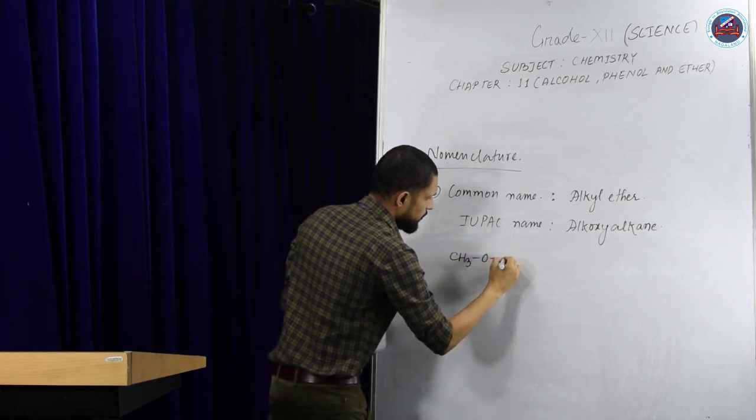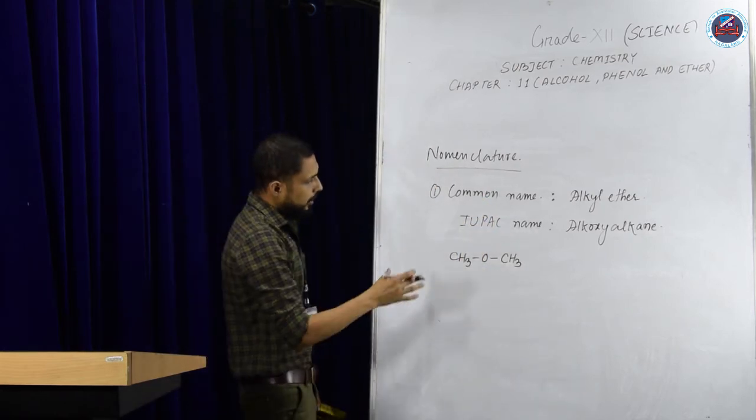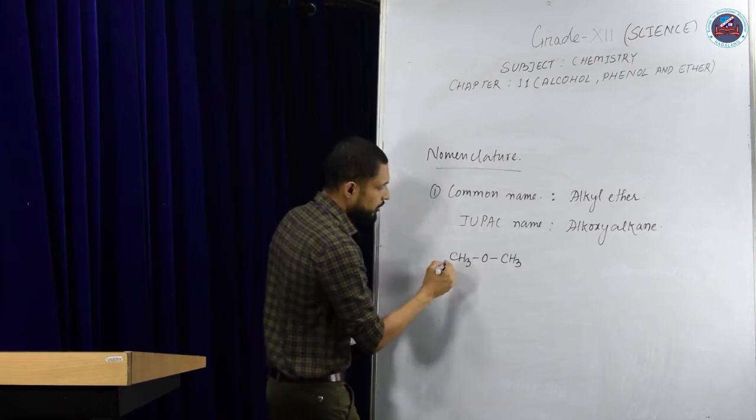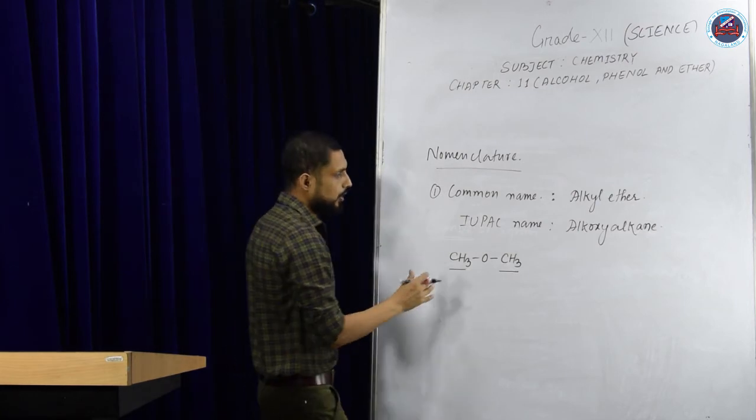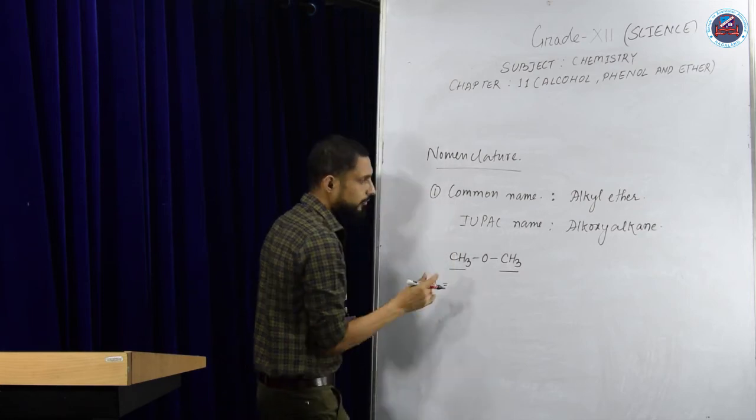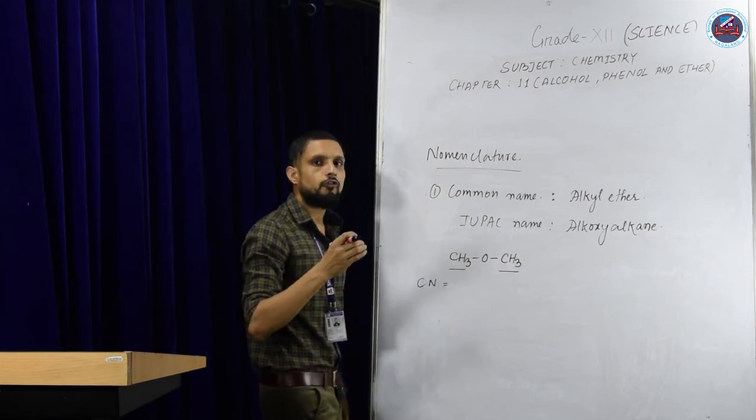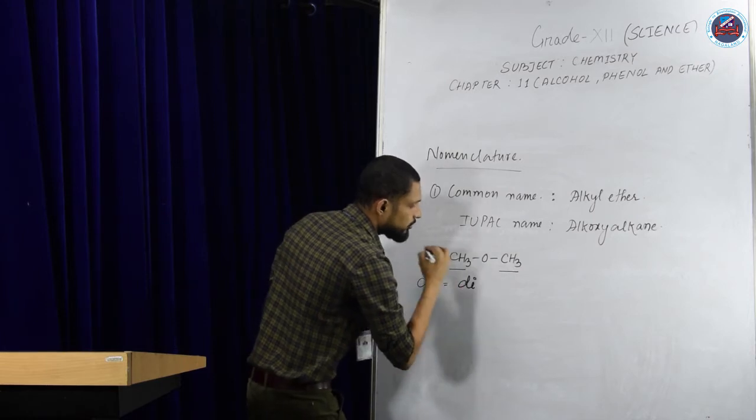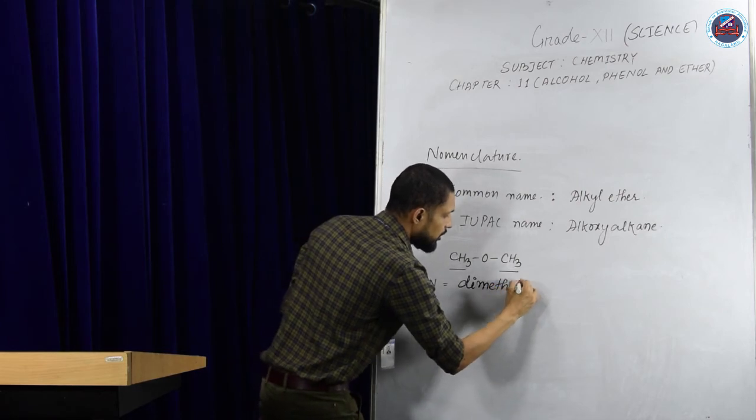CH3OCH3. Now this is an example of simple ether. So on both sides you have the same alkyl group, that is methyl. The common name for this ether is methyl. Here also you have methyl. So instead of writing methyl twice, we'll use the prefix di. So this is dimethyl ether.